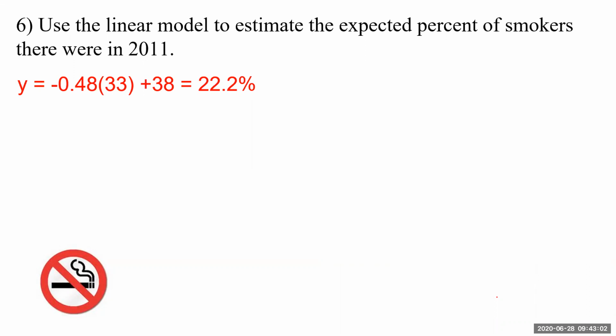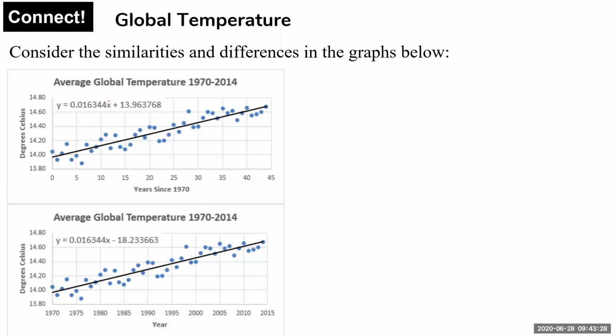Now you want to use the linear model to estimate the expected percent of smokers in the US in 2011. So the starting year is 1978. Between 1978 and 2011, so 2011 minus 1978, the difference is 33 years. So you plug that in and find the percent. Okay, nice. So that was an example, more like trying to connect with what is around us.